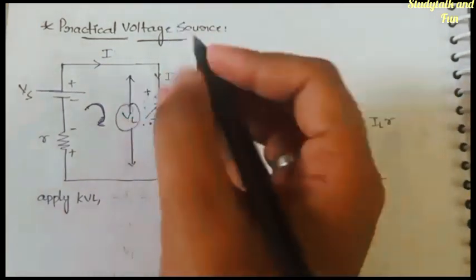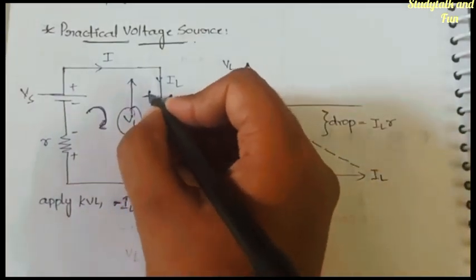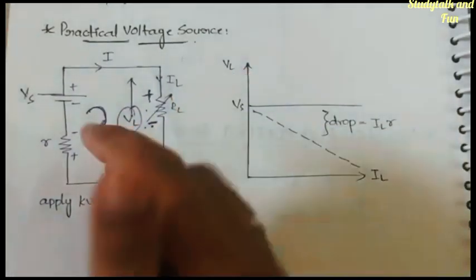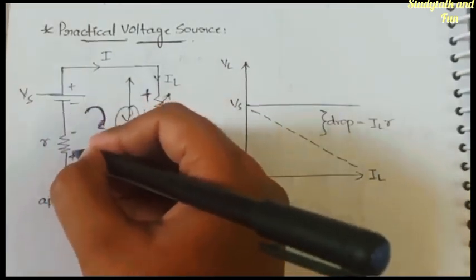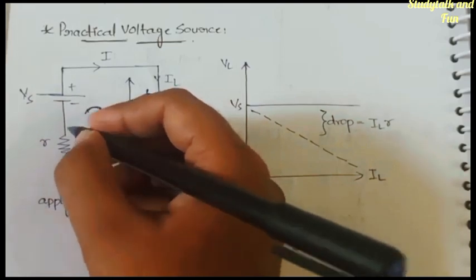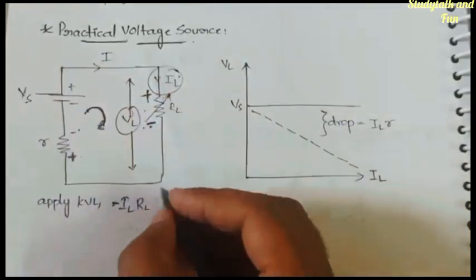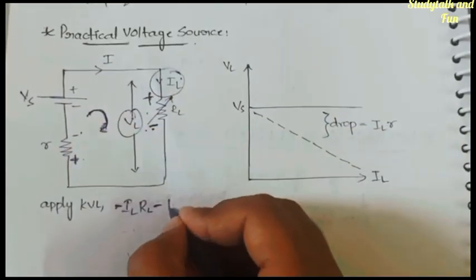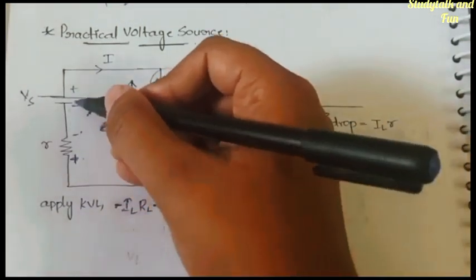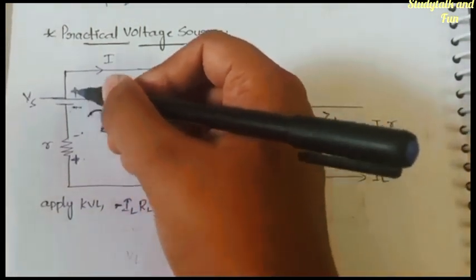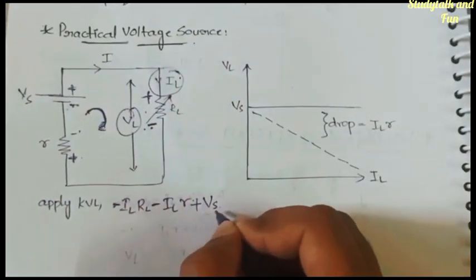Now, what you'll get is minus IL RL. Why minus? Because from positive to negative you are coming. Next, come here. This way we are coming, right? So once you come here, it is also going from positive to negative only. And what is the current we have here? IL. IL is only passing here, not I. So it will also become minus IL into small r. Next, this is going from negative to positive, right? Negative to positive, so you can consider it as plus Vs.